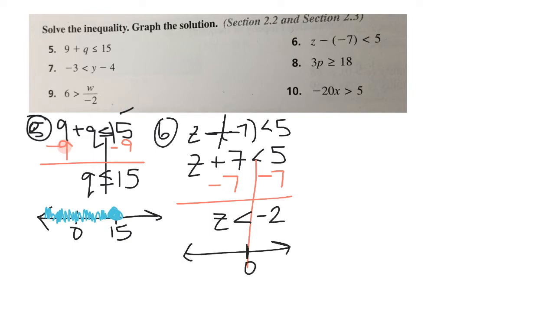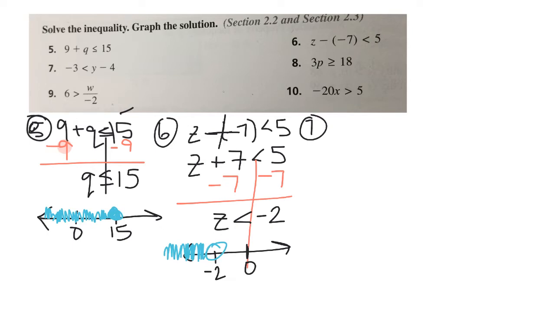And on a number line, we have 0 and negative 2 on the left. Less than is an open circle. And numbers smaller than negative 2 would not be 0. 0 is larger, so it's on the other side. Negative 3, negative 4, those are the numbers that are smaller than negative 2.